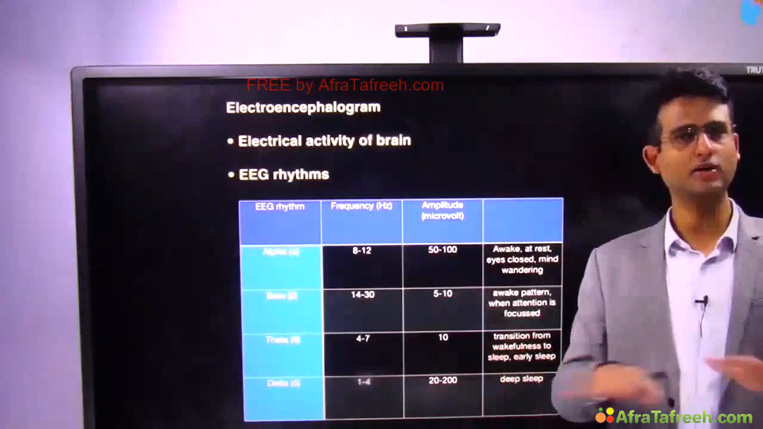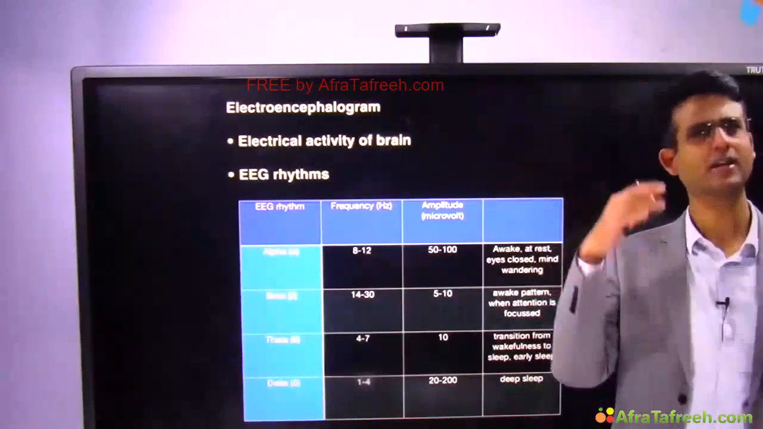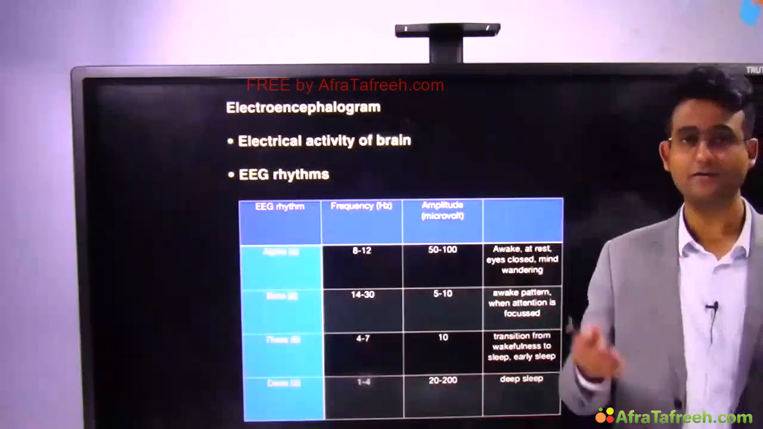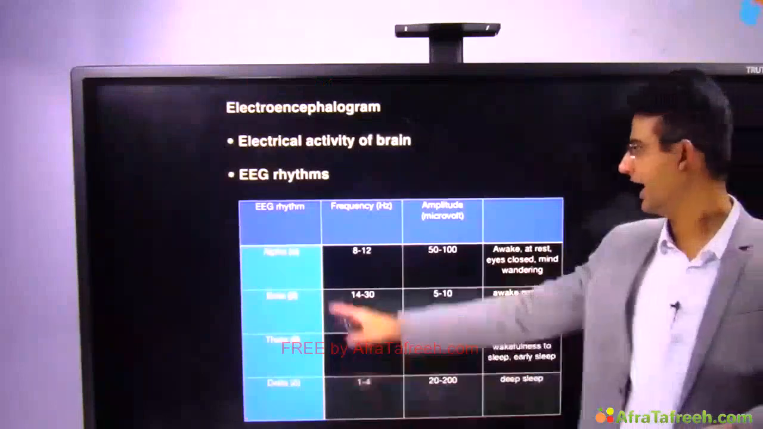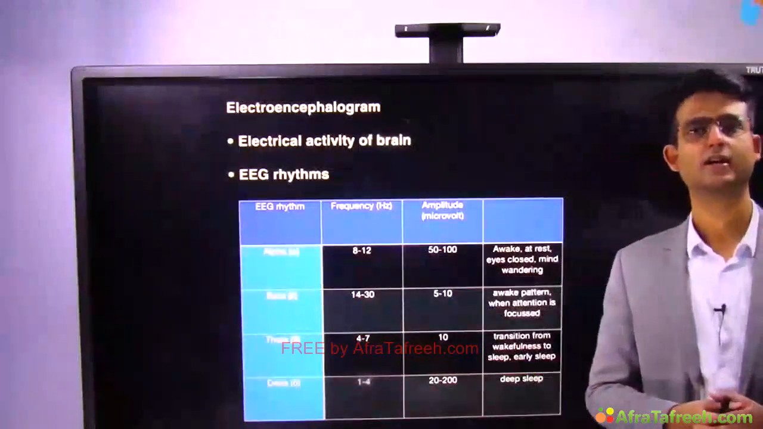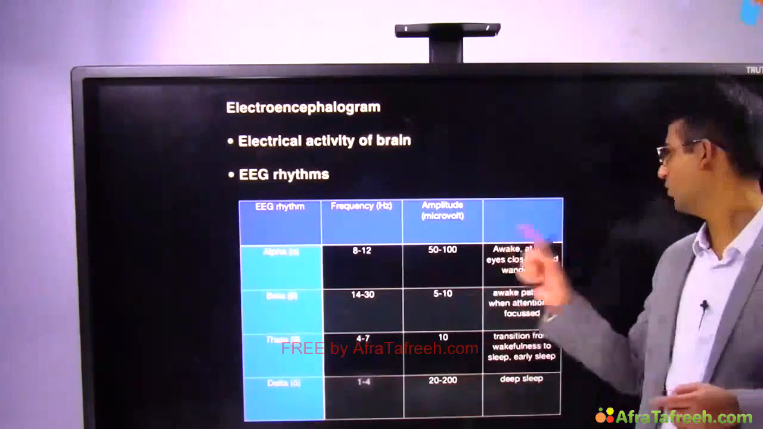Now, when you go to bed, and when you lie down, and when you close your eyes, initially what happens is you are lying on the bed with eyes closed. You have not yet fallen asleep, but you are thinking about something, your mind is wandering. If at that time somebody were to do an EEG of yours, the alpha rhythm is what would be predominating. So eyes closed, person is still awake and mind wandering, right?